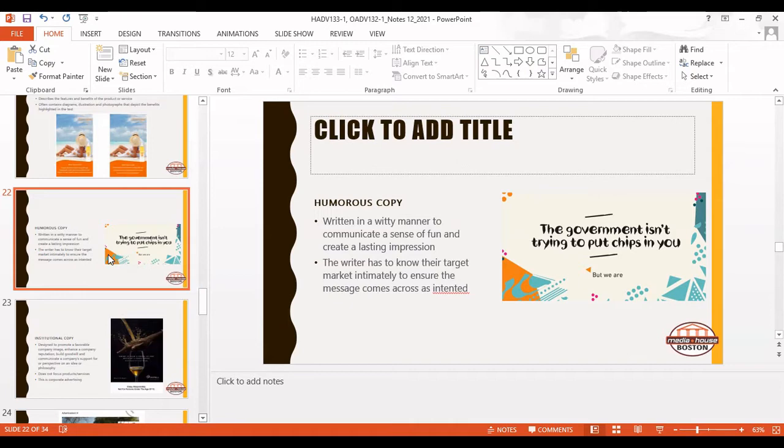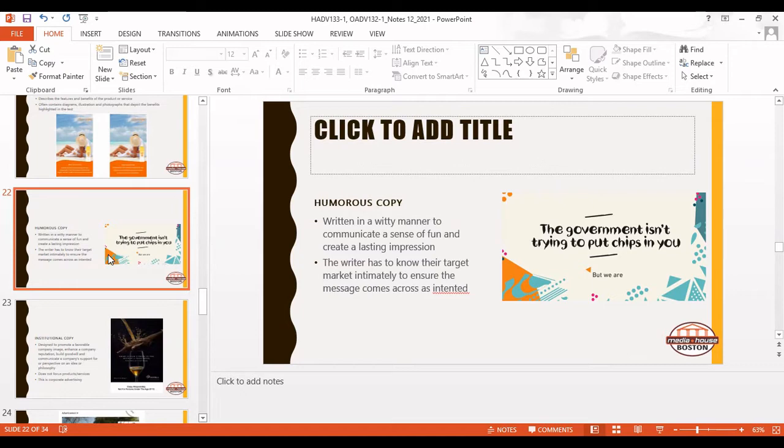So the writer has to know their target markets intimately to ensure that the message comes across as intended. You need to understand who you're targeting in order for them to understand your message correctly, because you might target the wrong people with a wrong joke or a wrong fun impression, and it might be viewed otherwise. Just like if you look at this Nando's advertisement, it says the government isn't trying to put chips in you, but we are.